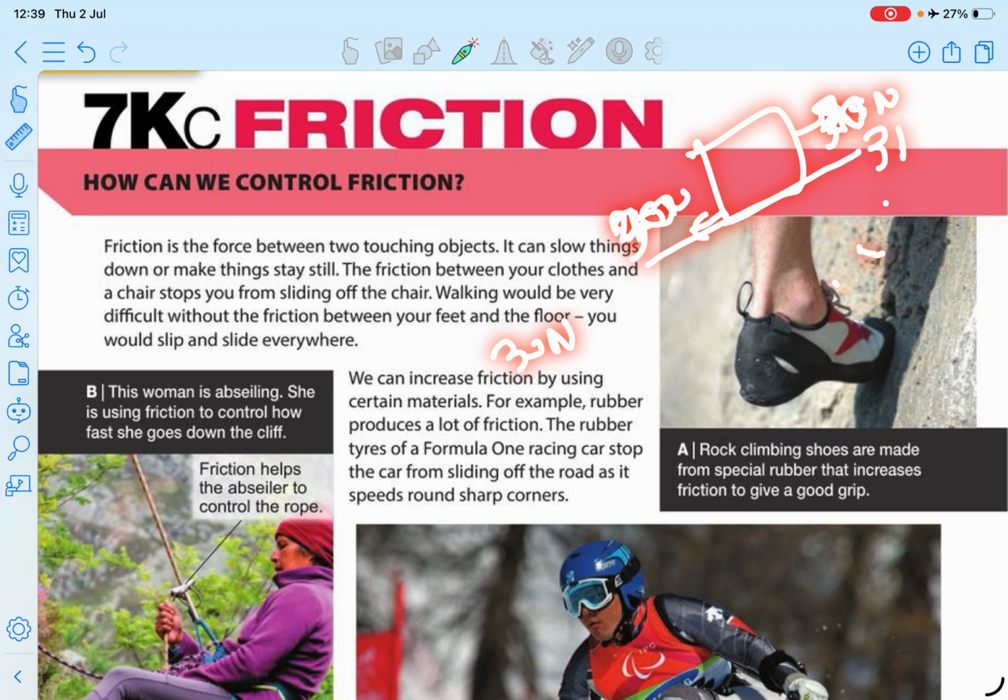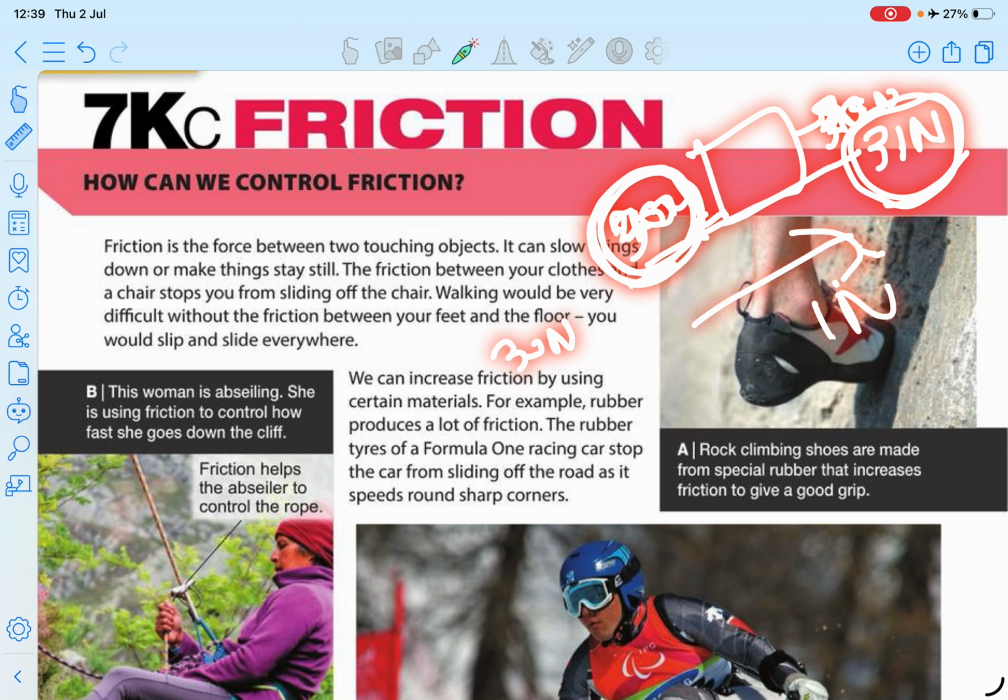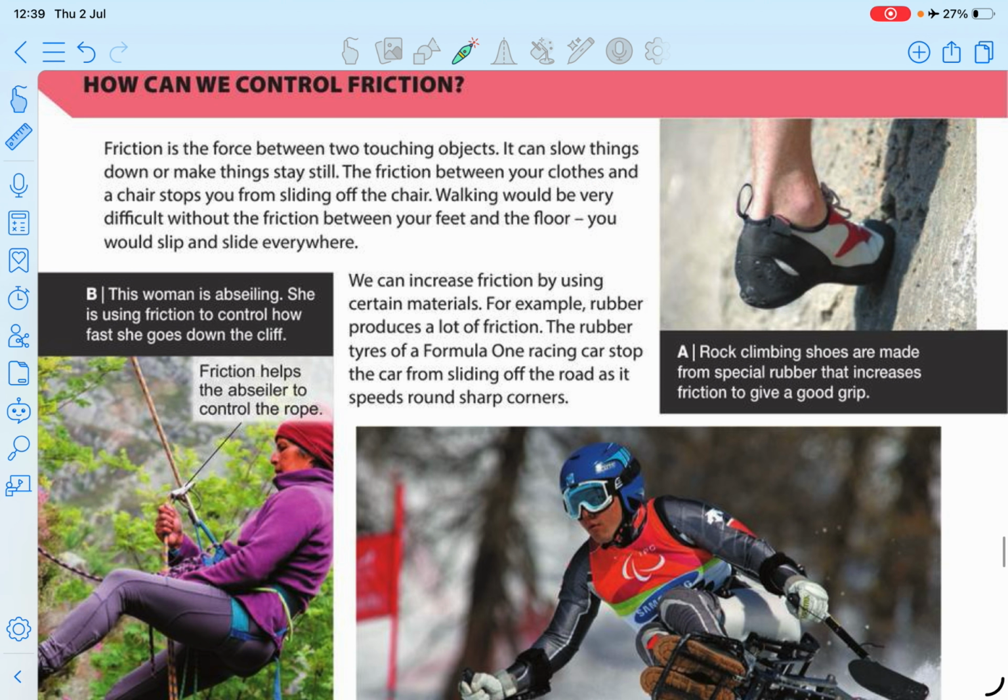But if you apply 31 Newton, the friction cannot be created as 31 Newton, so it will remain as 30 Newton. What is the difference? On this side there is 1 Newton extra. The object started to move. That is the story of friction, and friction is a contact force.